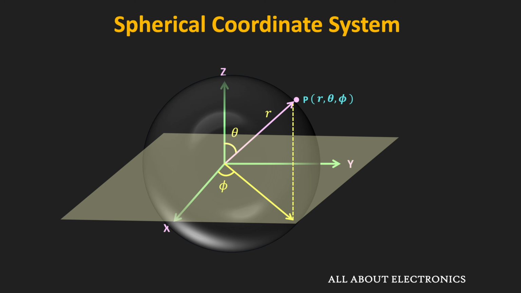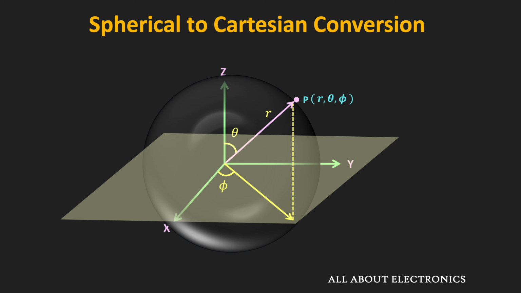Now, let us see, if we have been given this point P in the spherical coordinate system, how to represent the same point in the Cartesian coordinate system. And after that, we will also see the other way around. For the spherical to Cartesian conversion, let's say we have some point P in 3D space and its coordinates are r, theta and phi.